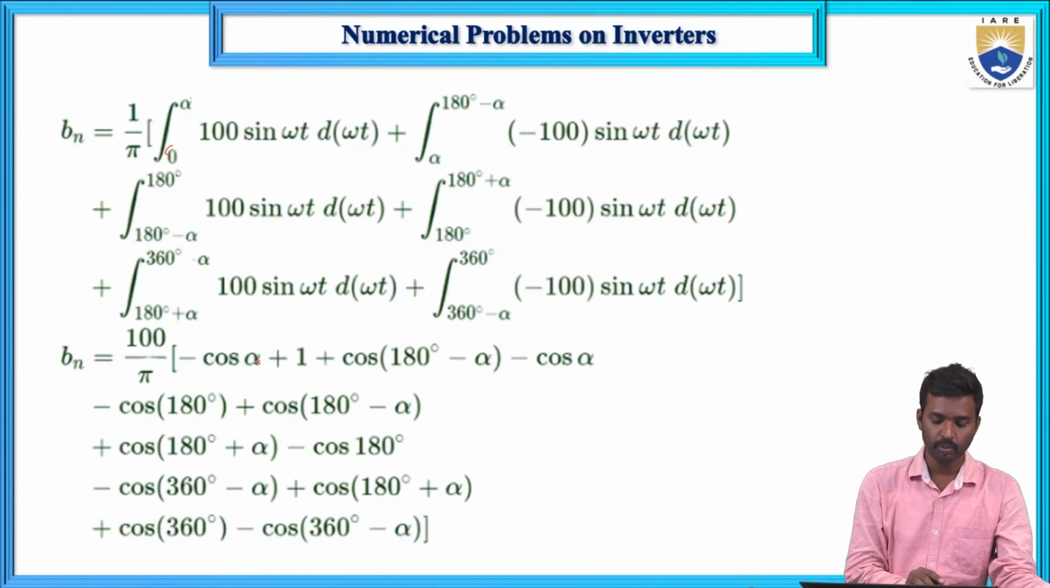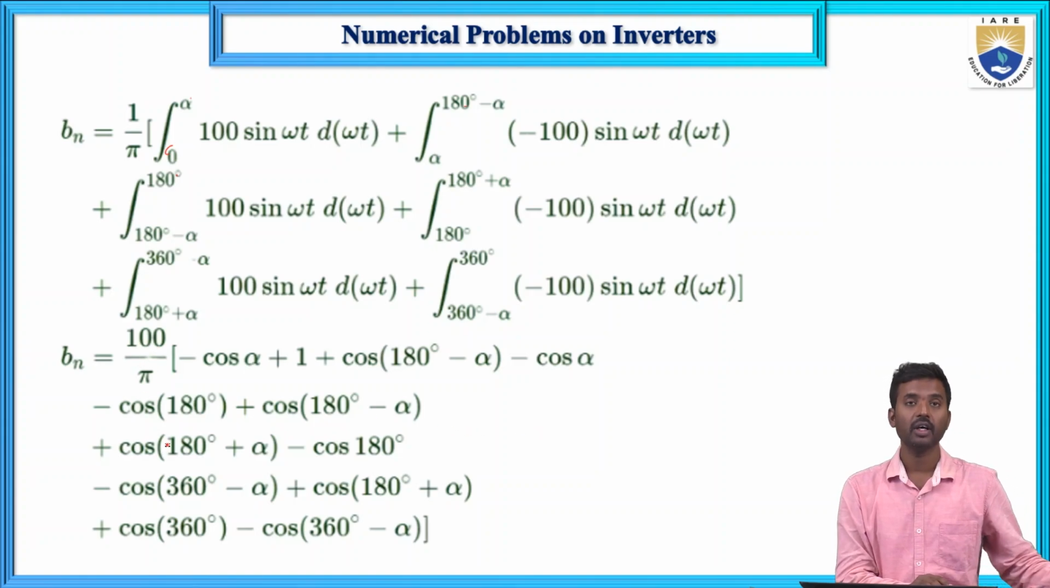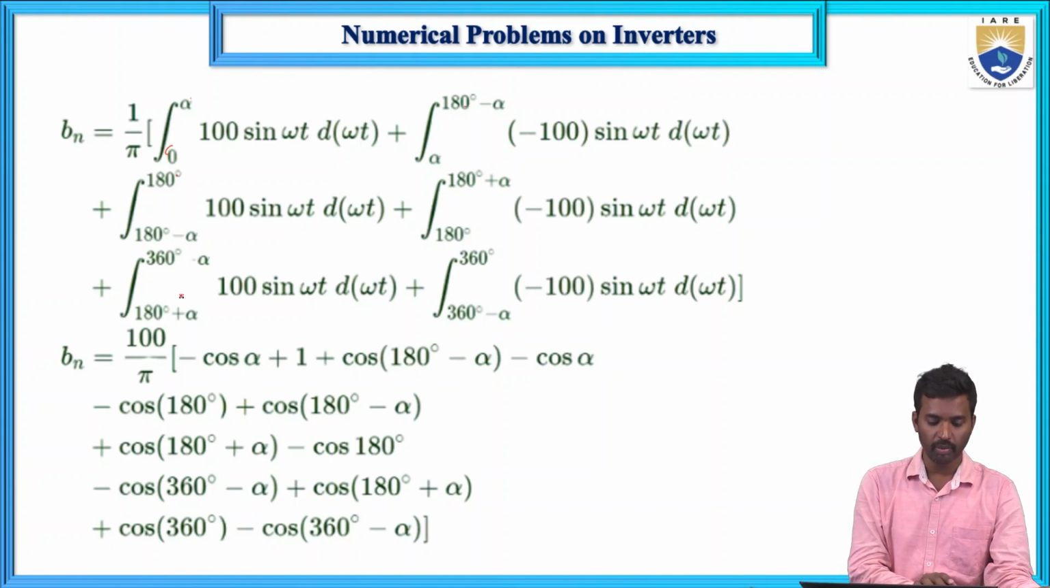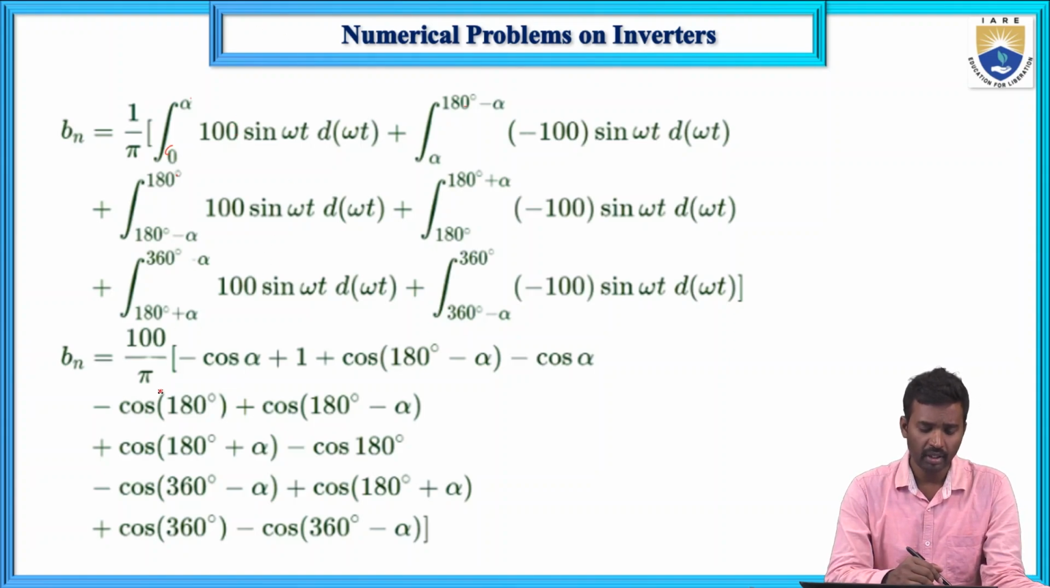So now this bn equals 50 into 4 by pi by 2. If you simplify this, bn equals 100 by pi.